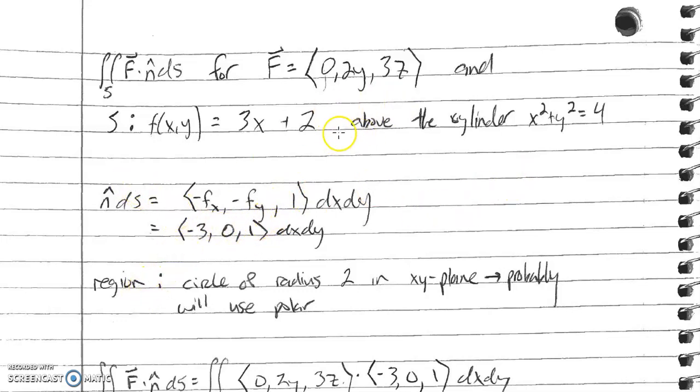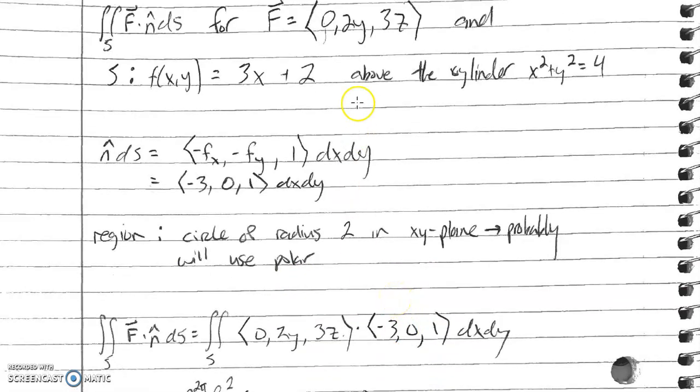My region, which I sort of alluded to, is a circle of radius 2 in the xy plane. That would be the shadow of this surface, right? It's defined by this thing, which tells me that I'm probably going to use polar, but I'm going to wait to do that conversion.